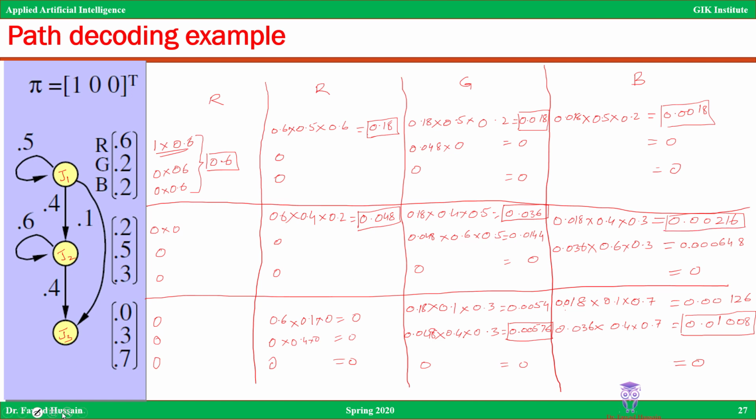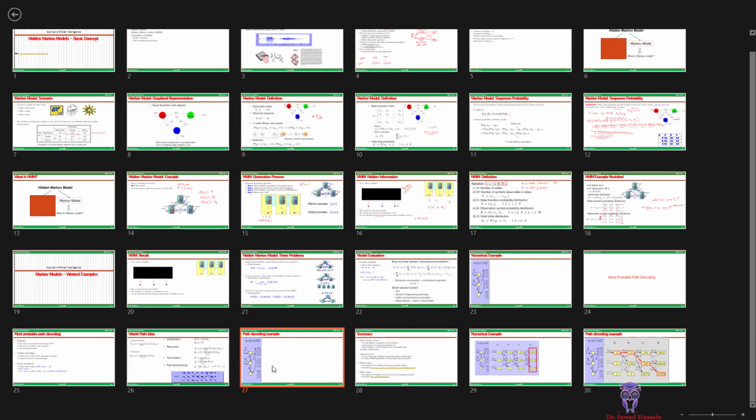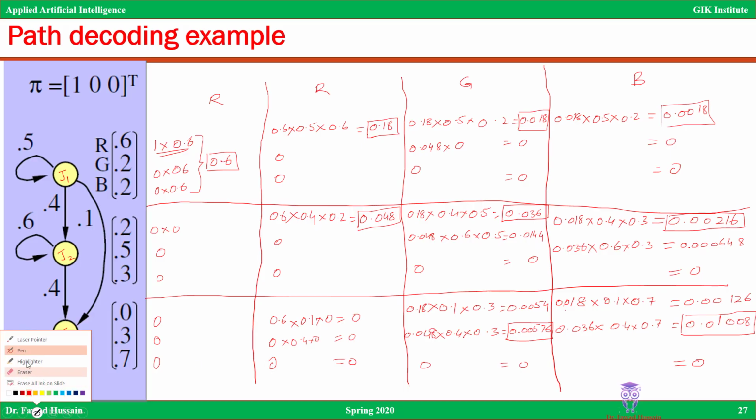So this is the forward path. Now let me change the color of my pen. So now I have 3 values to look at. If I am in this box, it means I am in jar 1, this is the maximum value I have. If I am in jar 2, this is the maximum. If I am in jar 3, this is the maximum. So I make a comparison. This is 0.0018, 0.00216, and this one has only 1 zero. So this is the maximum value I have among these 3 values.